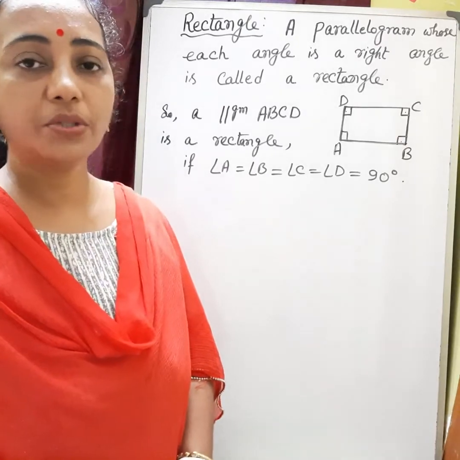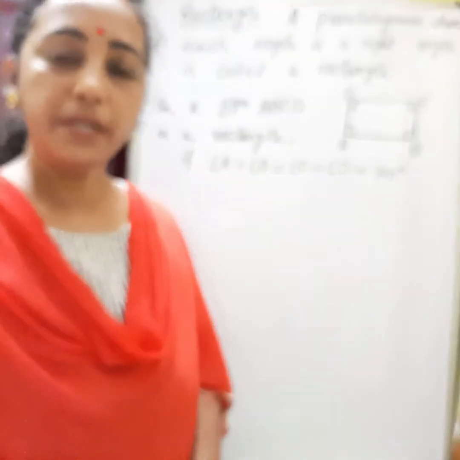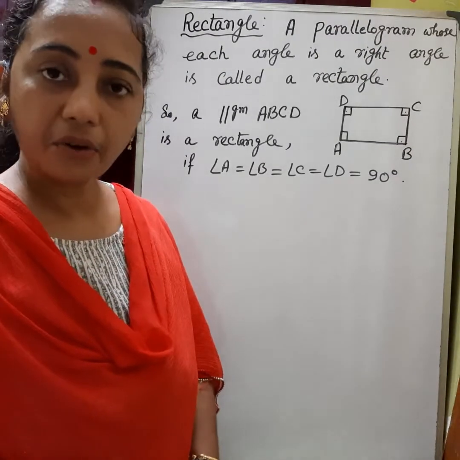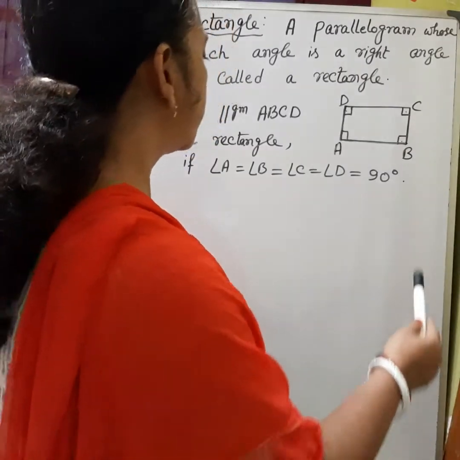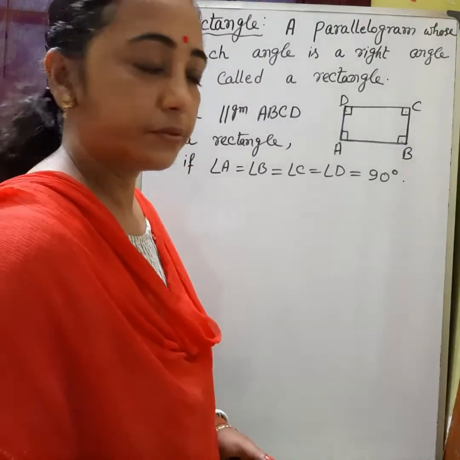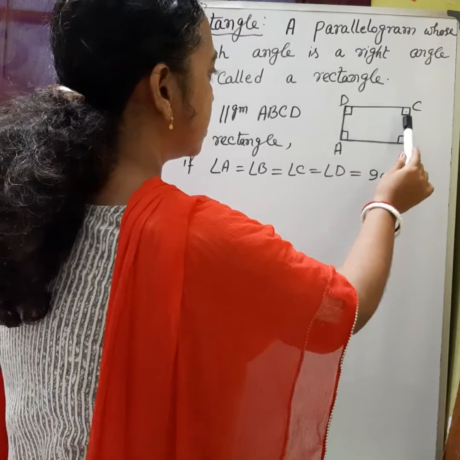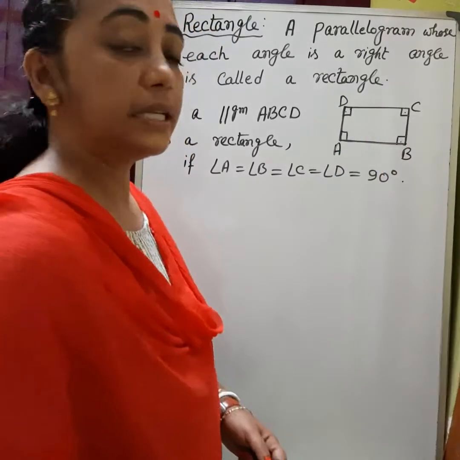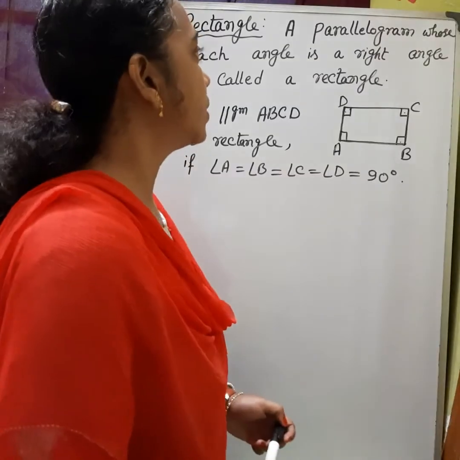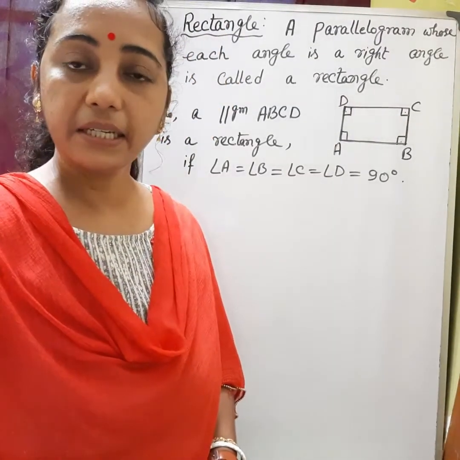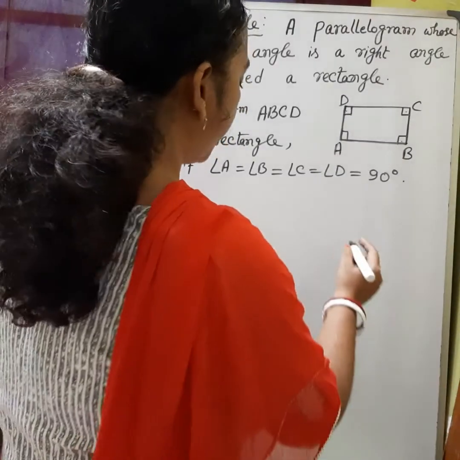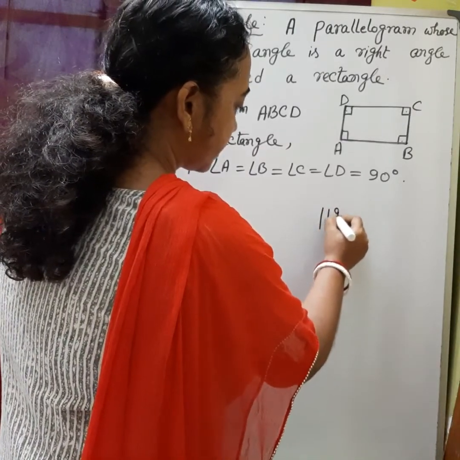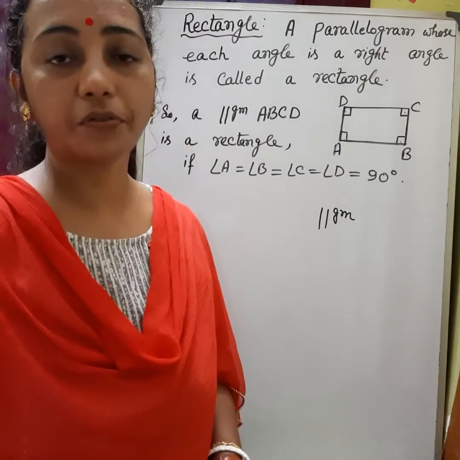Now let us know about another special type of parallelogram, that is the rectangle. So a parallelogram whose each angle is a right angle is called a rectangle. Look at this figure. Here a parallelogram ABCD is a rectangle if angle A is equal to angle B is equal to angle C is equal to angle D is equal to 90 degrees. So in a parallelogram, if each angle is 90 degrees, then it is called a rectangle. And in short, we can write the symbol of a parallelogram as this. This is the short symbol of a parallelogram.